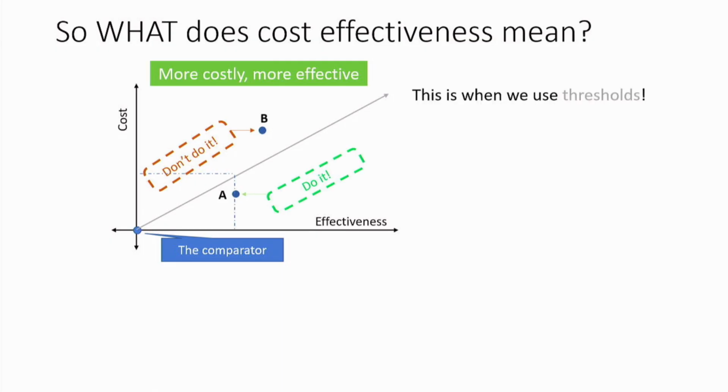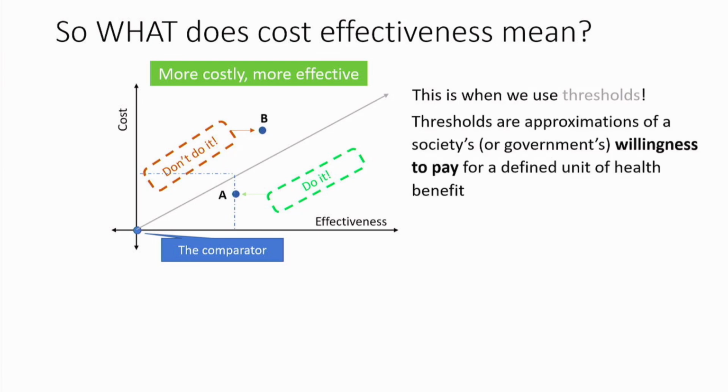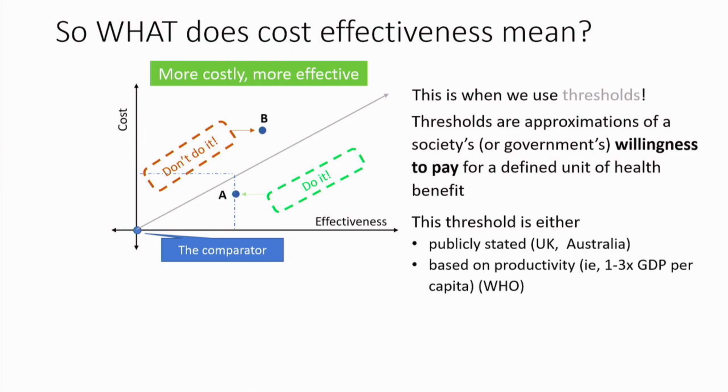This threshold can be defined in a number of different ways, including by an approximation of either the whole society's or a government's or a global funding entity's willingness to pay for a defined unit of health benefit. These thresholds have been differently defined over the years and decades, and it's all a bit confusing, but I'll break it down very quickly. Either this threshold is already known, and that's true for a number of health systems, including the UK and Australia, or in the past we've had this very simplistic directive from WHO to base it on productivity, so measured as certain numbers of GDP per capita per a unit of health. That's no longer the case.